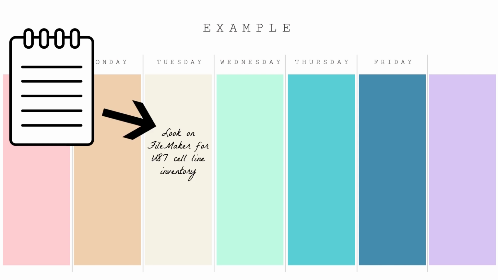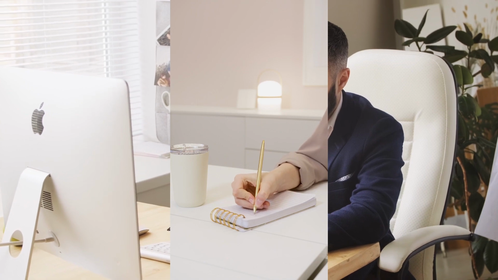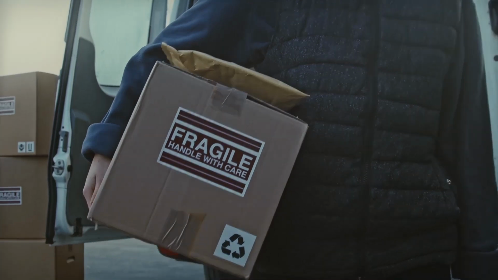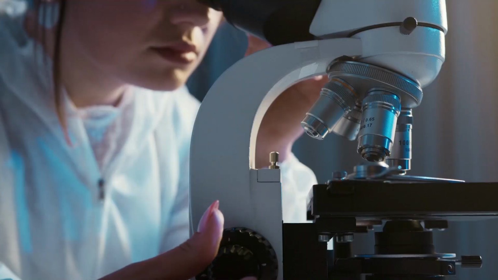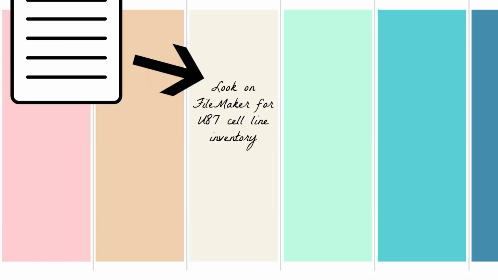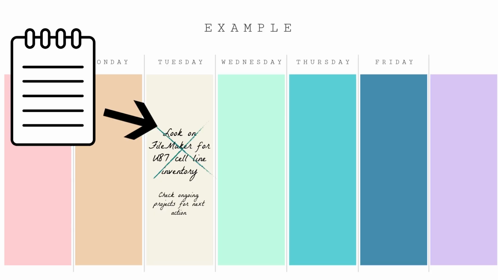For example, if my boss says during the meeting that he needs me to ship cells to an institution as soon as possible. So because this is time sensitive, I would add to my planner for that day that I need to look on FileMaker for U87 cell line inventory. And under that, check ongoing projects for next action.